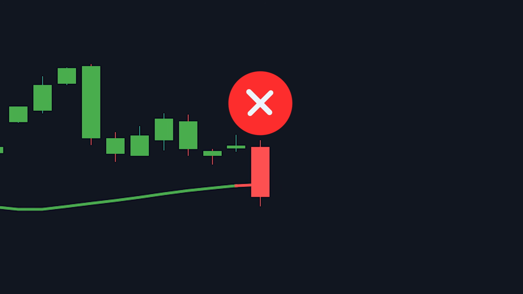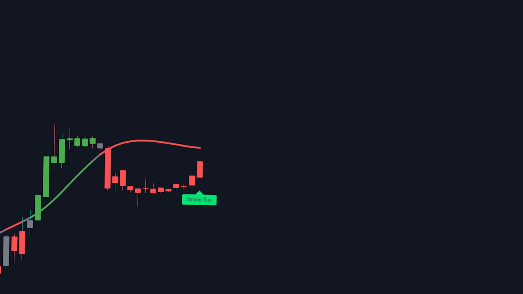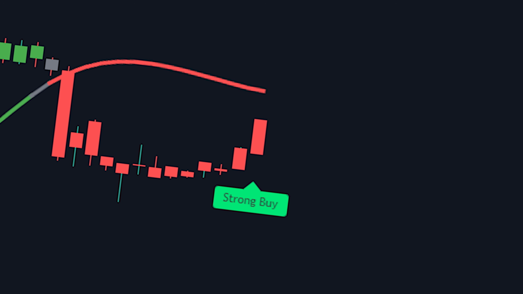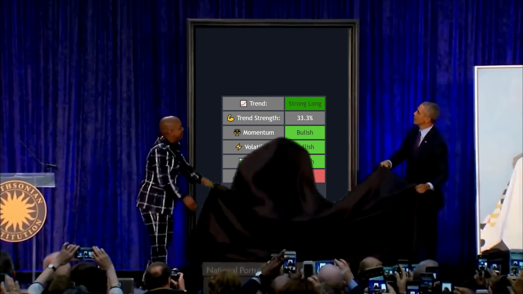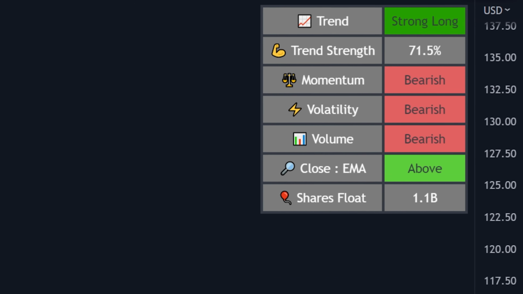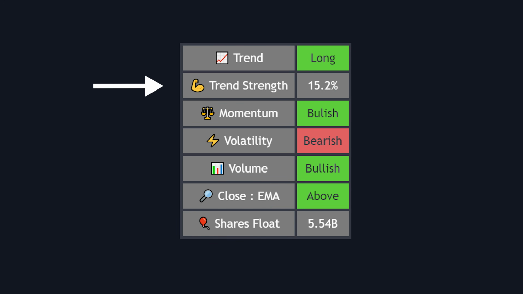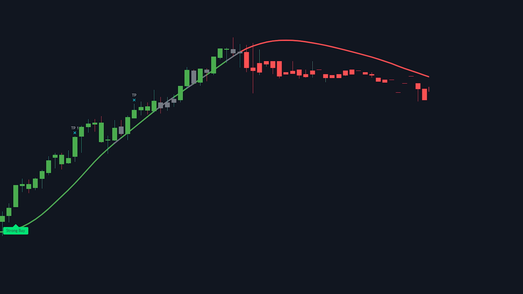Sometimes it'll give you a false entry signal in a consolidating market and it'll end up being a losing trade. But luckily for you, I'm about to show you ways you can know it's a false signal before it even happens. Introducing the trend table. The trend table provides useful metrics so you can easily see how the market is performing with just a glance. It'll tell you the trend strength, momentum, volatility, volume, EMA close, and the stock's float, which are all very key areas you should be looking at before entering a trade.